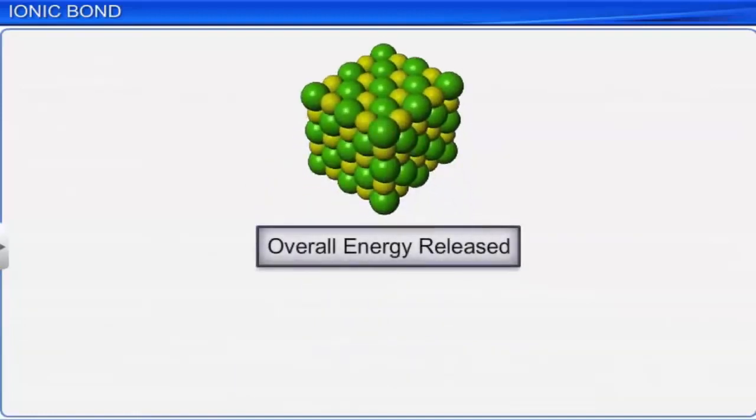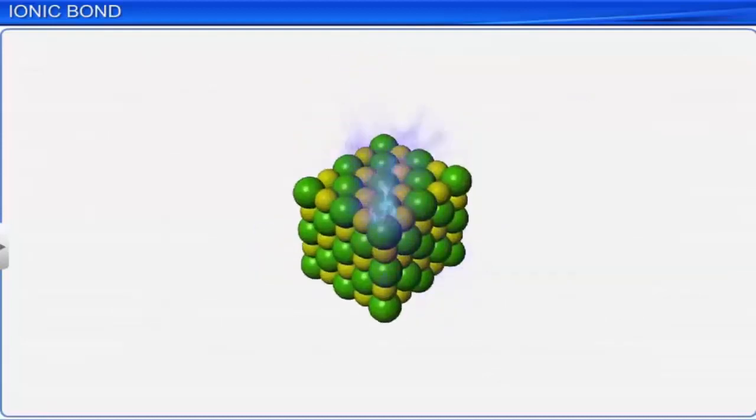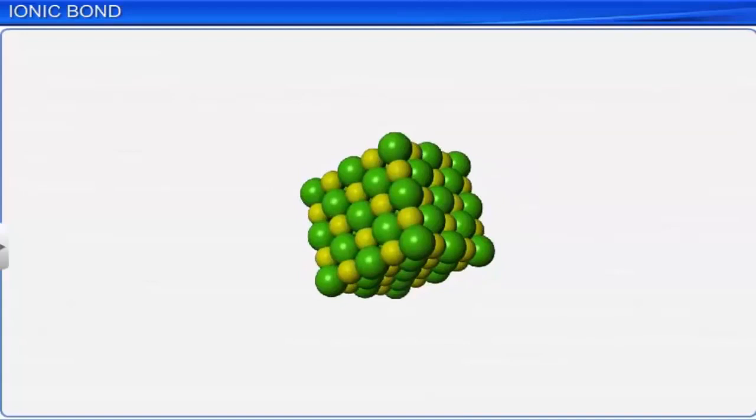The overall energy released is the sum of 495.8 minus 348.7 and minus 788, which results in minus 640.9 kilojoules per mole. Since energy is released in the process, it makes the crystal lattice more stable. Thus, the magnitude of energy released during the formation of crystal lattice, called lattice enthalpy, provides a measure for determination of the stability of the ionic compound. Thus, lattice enthalpy plays a vital role in the formation of ionic compounds.